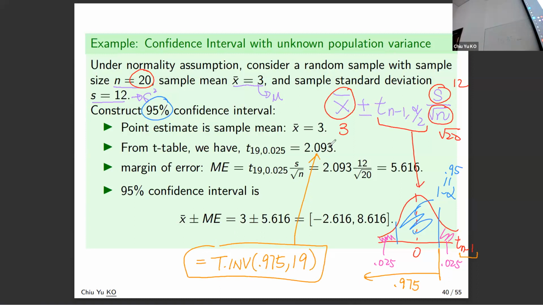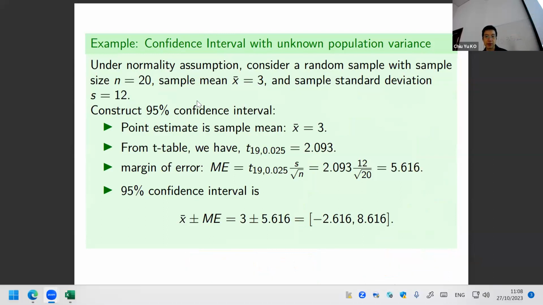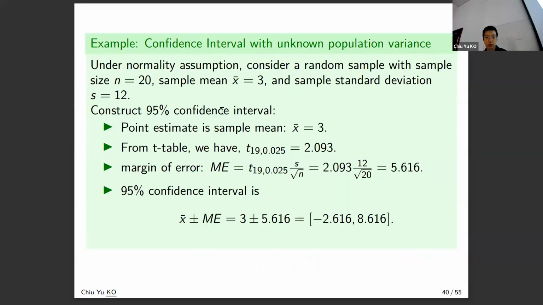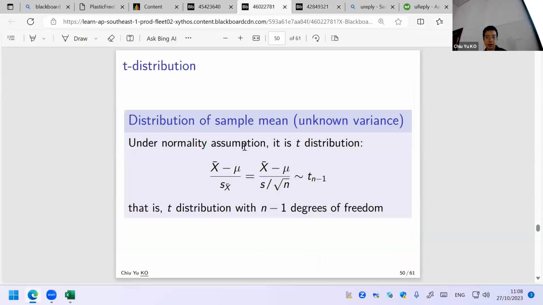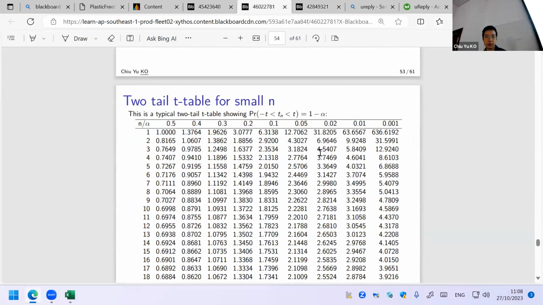Okay, and probably some of you ask, how can you read this from the T table? You will see why I use this graph, and that's why you learn the T table. It looks exactly as what we have seen here. If you remember the T table from the last class, it looks like this. And this is exactly what we want, right?